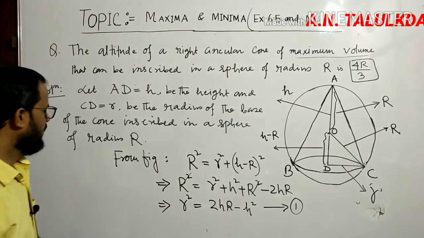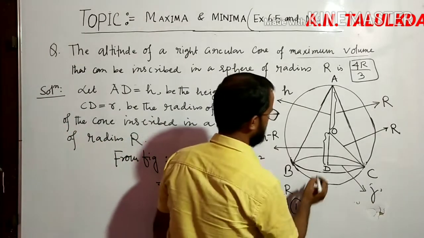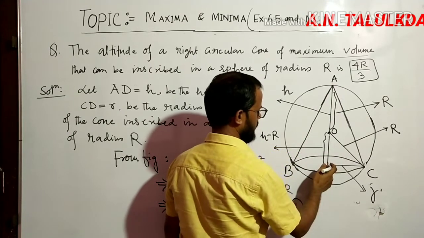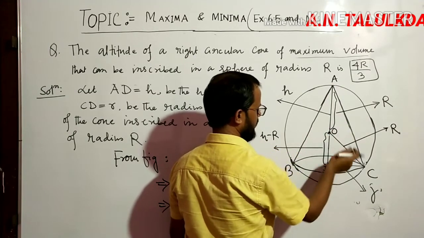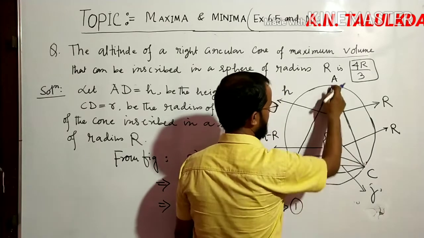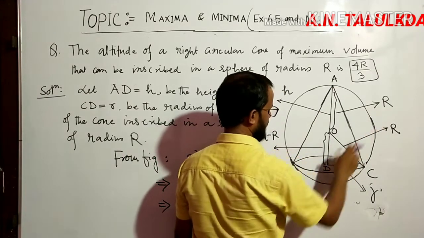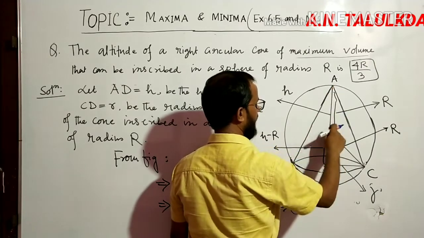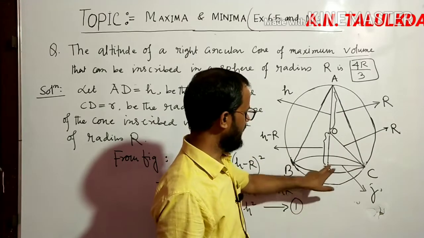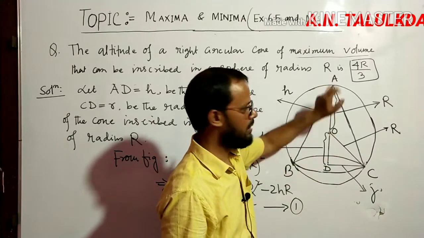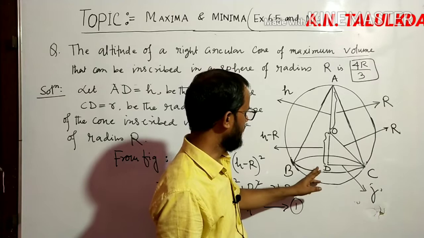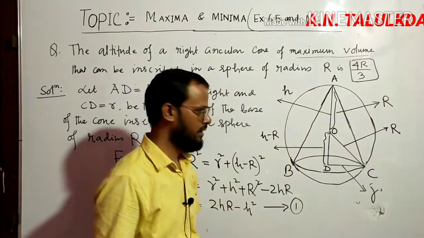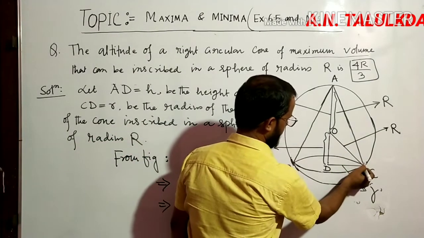Okay. Now from the figure you see, this is the center of the circle. If this is H, then what will be this part? Because this is the radius, this is also a radius. That means OA equals R. So ultimately OD equals AD minus OA. AD equals H and OA equals R, and therefore this particular OD becomes H minus R. This is the radius of the sphere and this is small r.